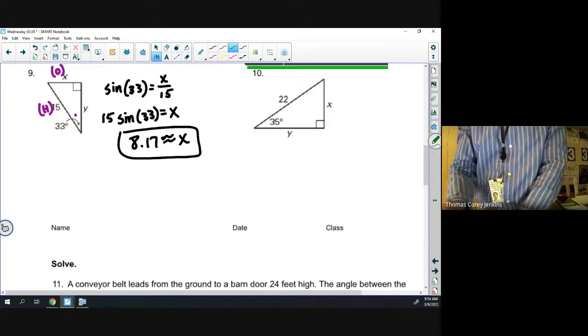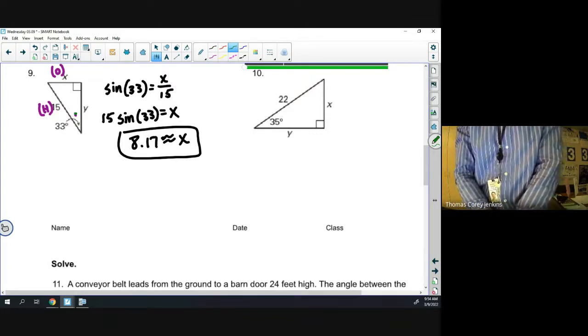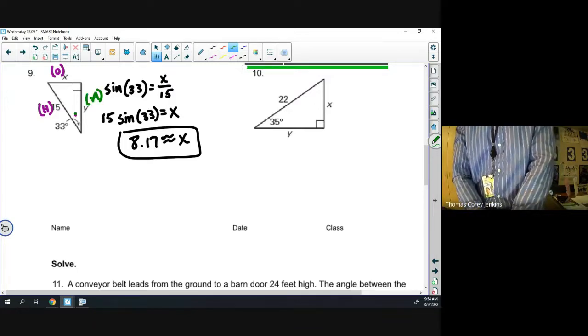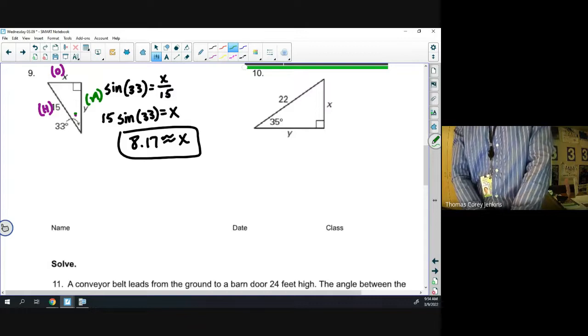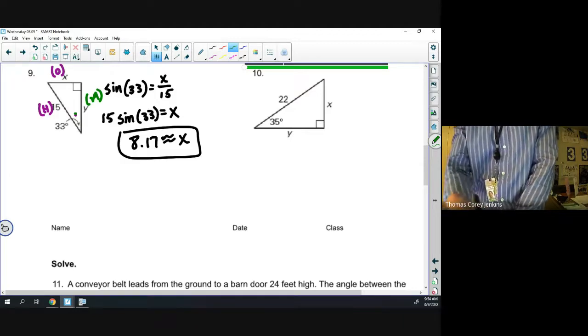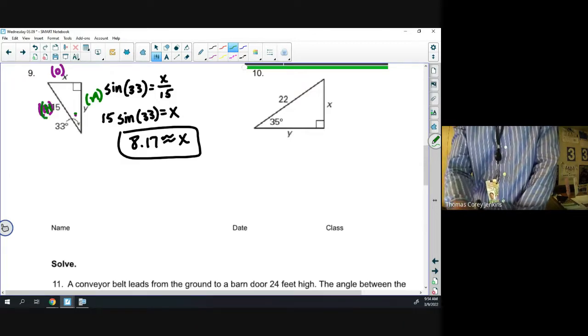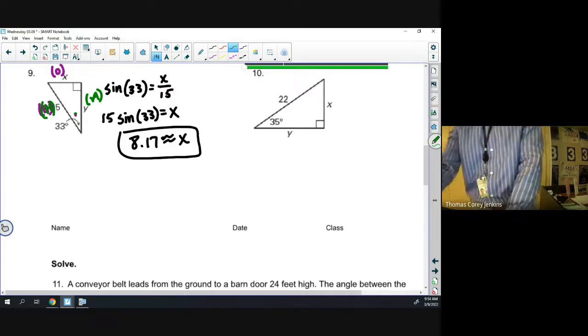All right. So given angle is still 33. Y would be the adjacent side to 33. And then I would be careful about using the 8.17 just because that's already rounded. My preference would be to use the non-rounded side, which would be the hypotenuse, if that makes sense.